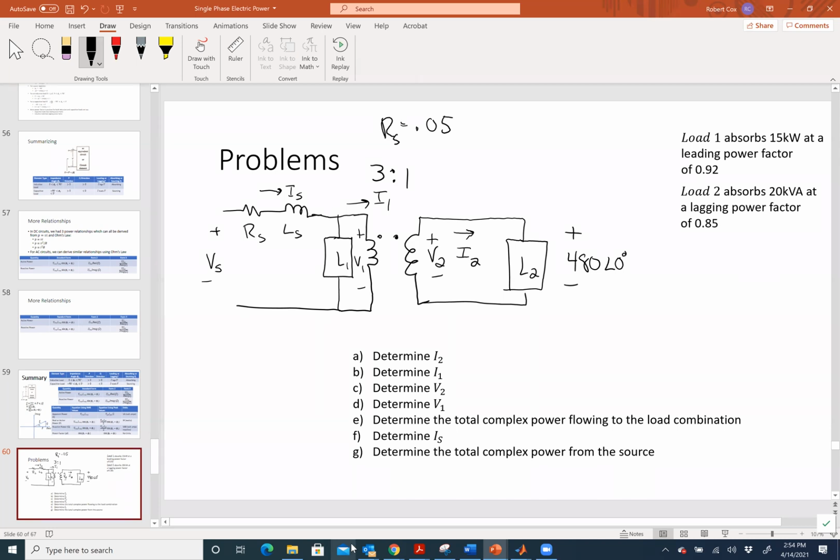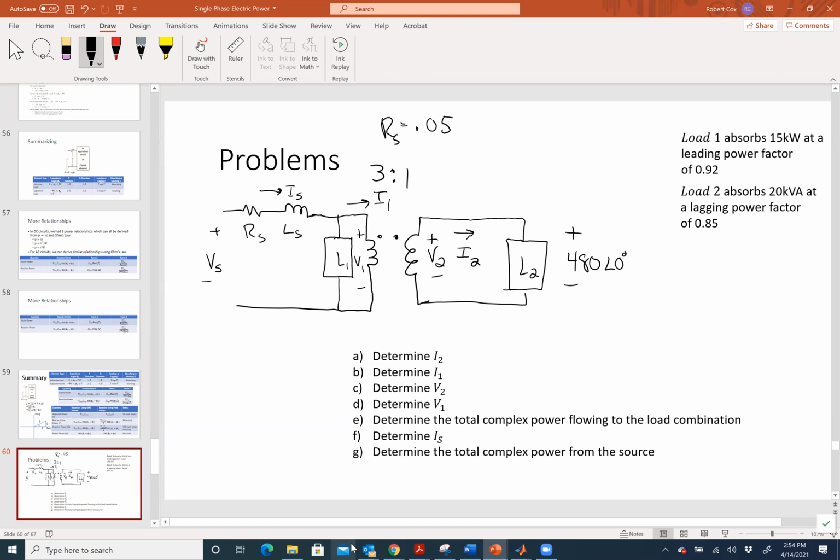So I threw out a bunch of stuff. I made this guy up. I said I got 2 loads. Load 1 is absorbing 15 kilowatts at a leading power factor of 0.92. So I went straight into those words that I was using. And load 2 is absorbing 20 kVA at a lagging power factor of 0.85. That's a pretty common way that people will refer to a load, they'll say how much power and what's the power factor.